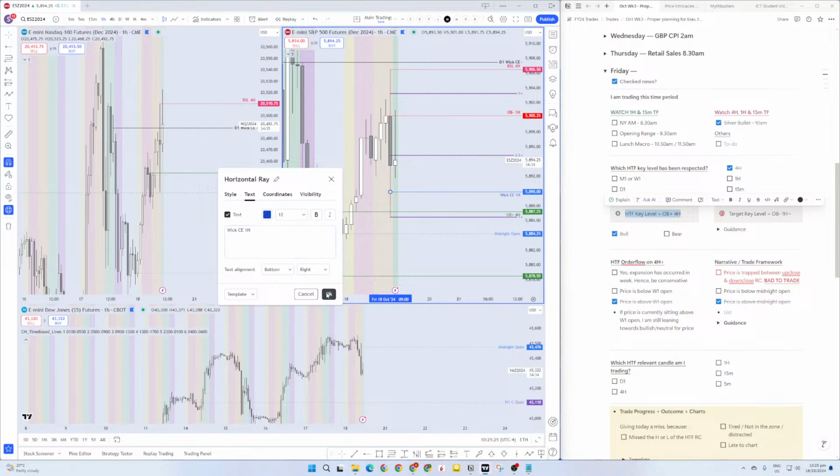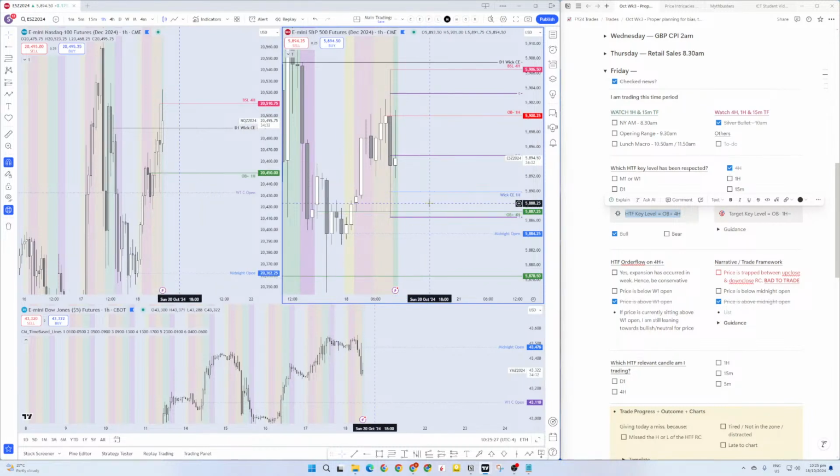What is CE? CE is consequent encroachment. Basically, just think of it as midpoint. A midpoint of a wick and a midpoint of a fair value gap is consequent encroachment. The midpoint of an order block, a breaker or whatever, they are all mean threshold.